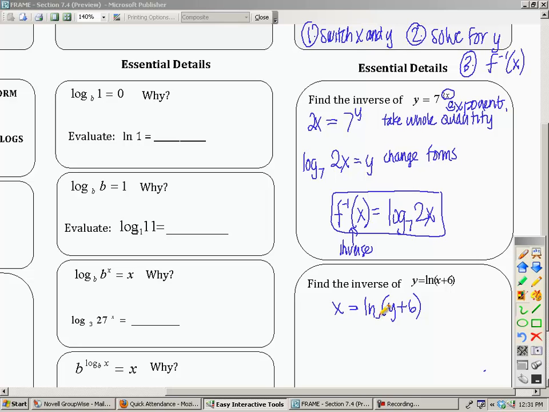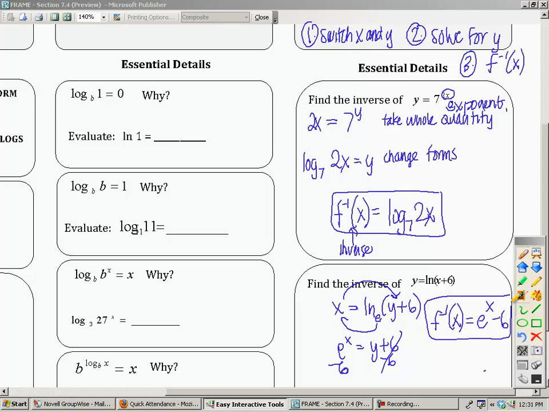Let's switch forms. This is a base e because it's natural log. So let's change our forms. E to the x equals y plus 6. Now, how do we get y by itself? Subtract 6. So my inverse, and I'm going to say F inverse, is e to the x minus 6. Okay? So again, we switched the x and y, and then we again changed forms. So when you do the inverse, you're going to have to change your forms.